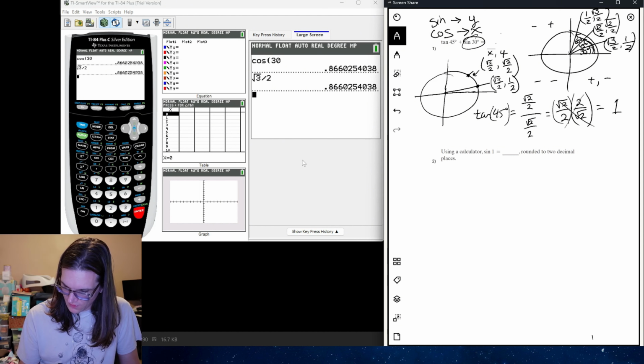So what's the y coordinate? 1/2. So that means that this is 1 plus 1/2, which equals 3/2 or 1.5, okay?